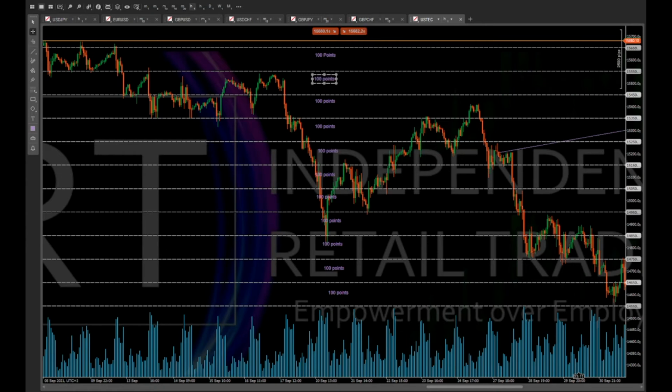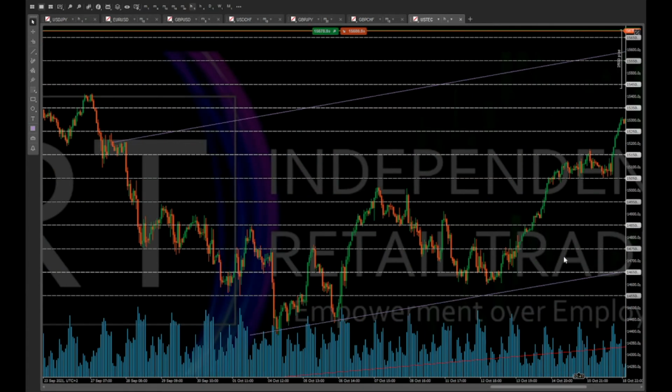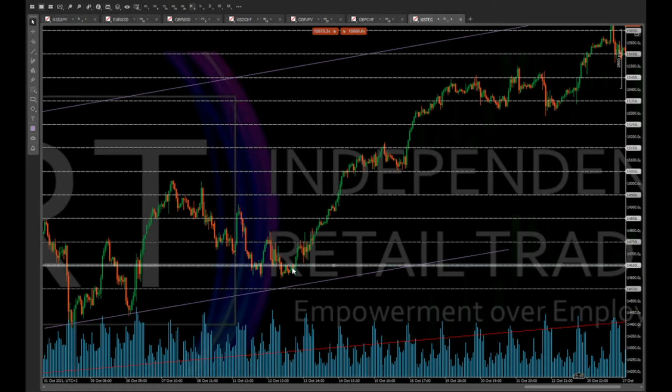For the guys that do not understand the pips: from this point to this point, it's 100 points. It's 100 pips. From this point to this point, it's 100 pips. From this point to this point, it's 100 pips. Your TP is always at the next level. You are either holding a long position or you are taking profits if you are short in the market.